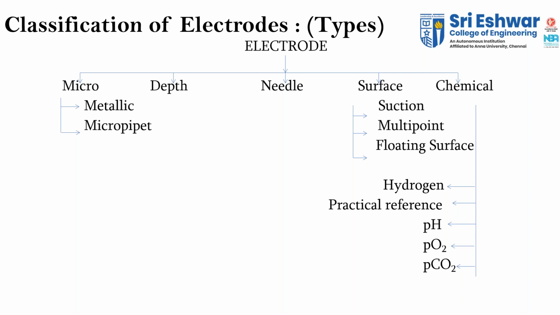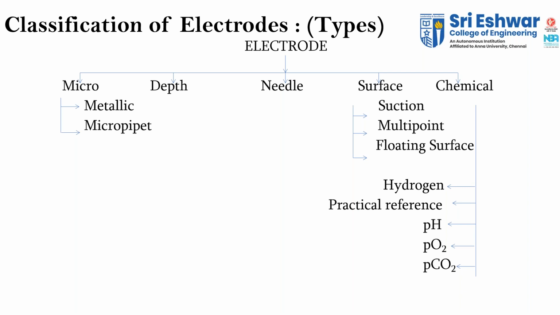For surface electrode, we have classifications like suction, multi-point, and floating surface electrodes. Under chemical, we have hydrogen, practical reference, pH, PO2, and PCO2. These are all classifications of electrodes. So microelectrode, depth electrode, needle electrode, surface electrode, and chemical electrodes are the basic electrode types. Each electrode occupies an individual role.